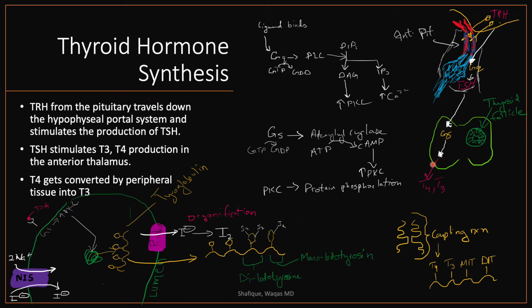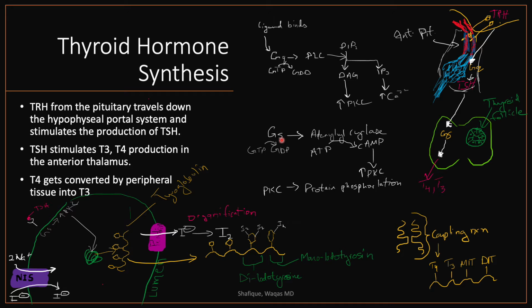Once TSH is produced by the anterior pituitary, it goes to the thyroid gland and causes the stimulation of thyroid hormone production, T4 and T3, using the Gs second messenger system. So this is the same concept where TSH will come in and bind to the G protein linked receptor, causing, in this case, activation of alpha Gs.